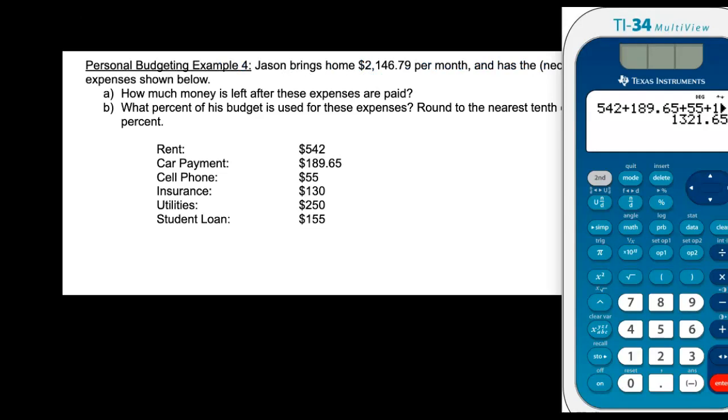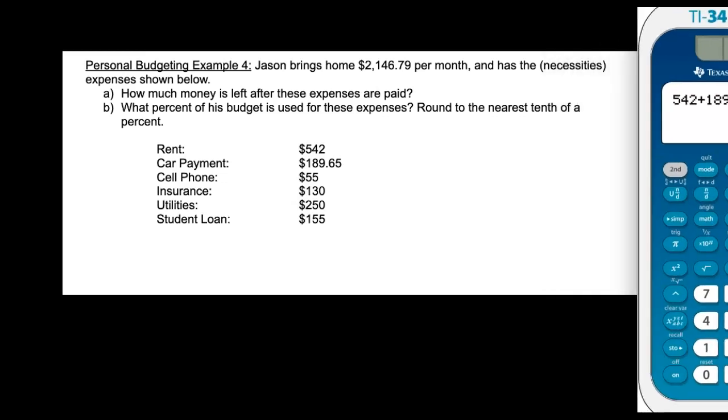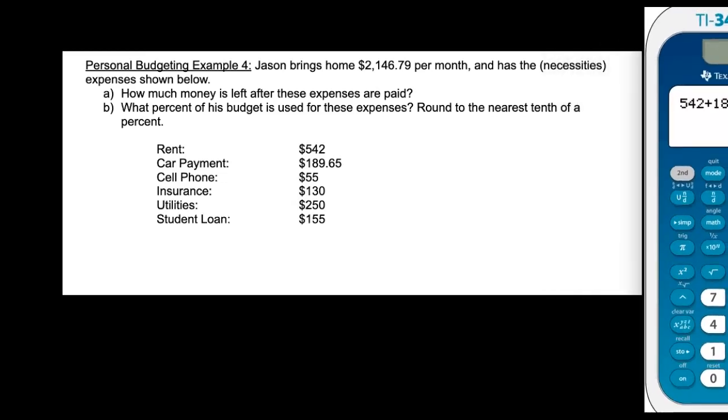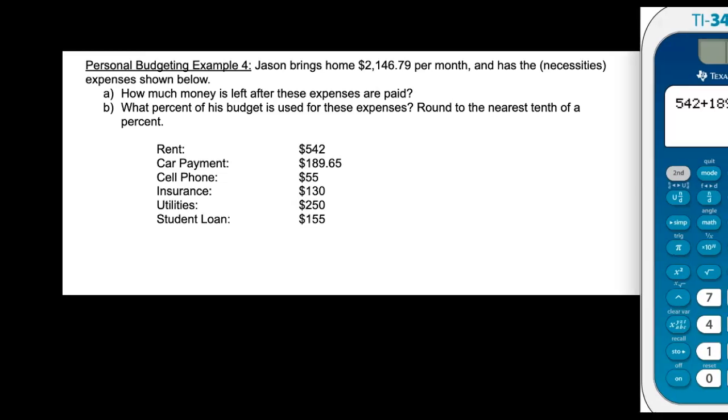All right, so now let's look at example 4. Let's say Jason brings home $2,146.79 per month and has the necessities expenses shown below. How much money is left after these expenses are paid, and then what percent of his budget is used for these expenses? We're rounding to the nearest 1/10 of a percent.